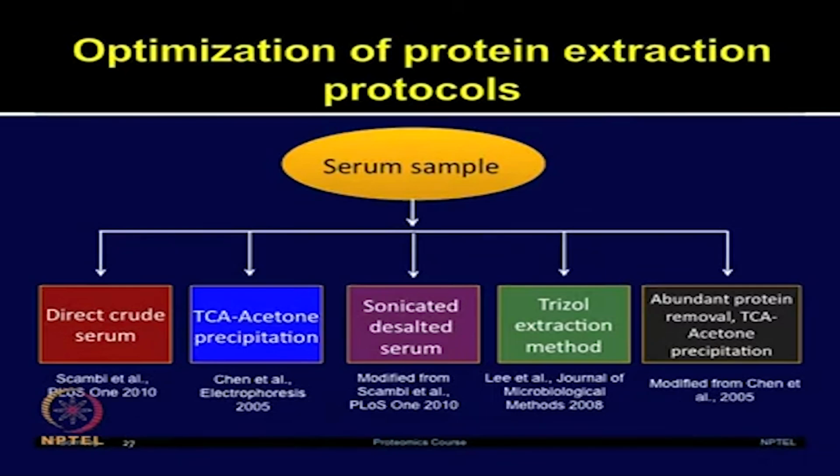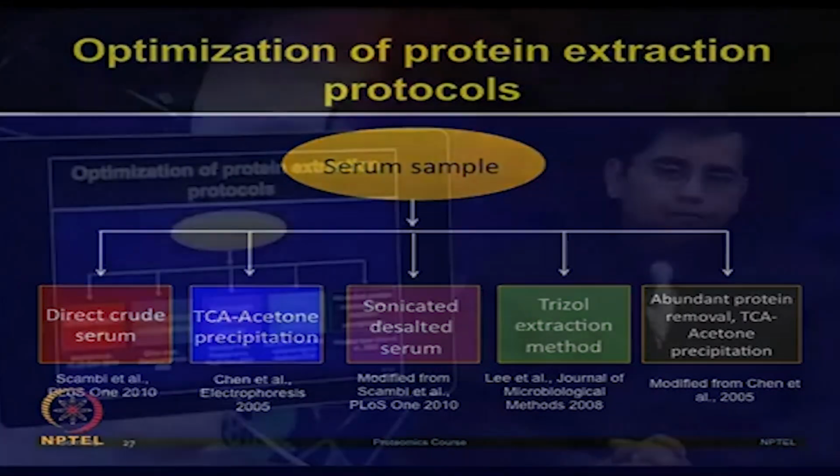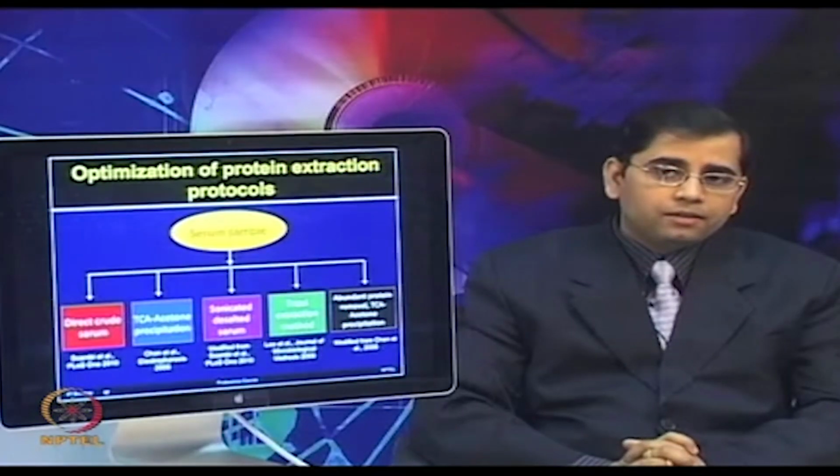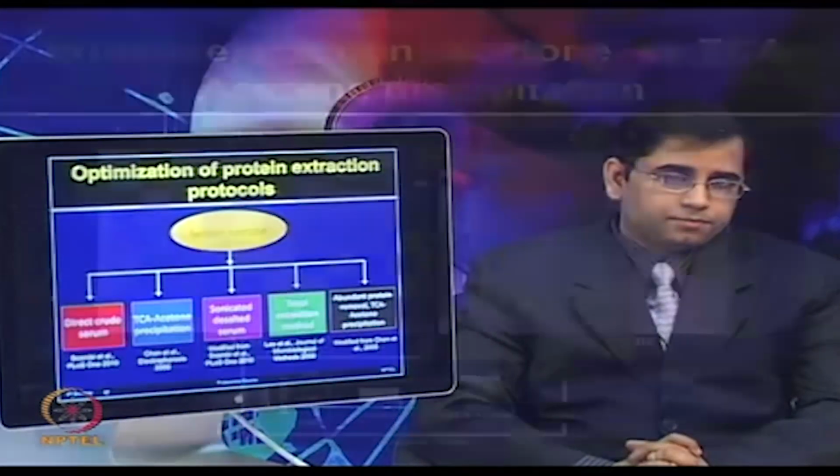Now, after processing of these samples, how to extract the proteins? So, the protein extraction protocol was also optimized, and to optimize these protocols, first of all we looked at what different methods are available in the literature. People have applied direct crude serum, TCA acetone precipitation, sonicated and desalted serum, Trizol extraction method, as well as abundant protein removal and TCA acetone precipitation.